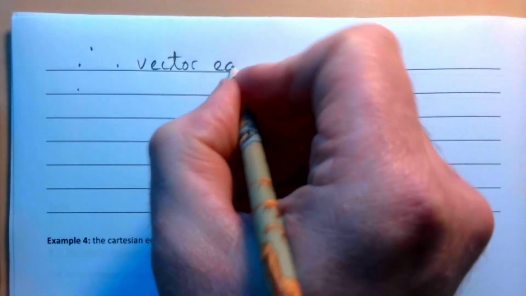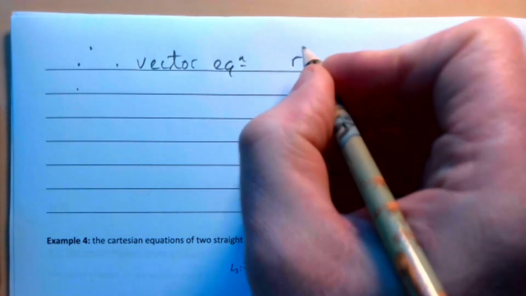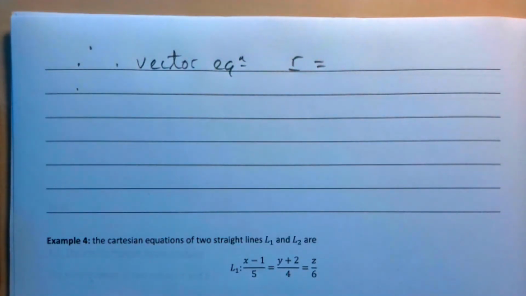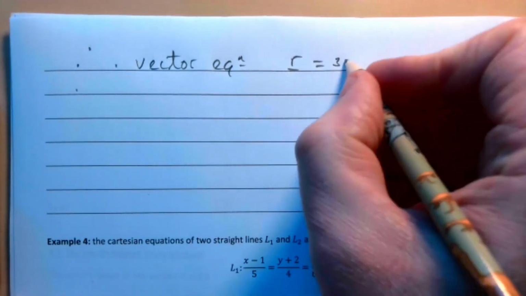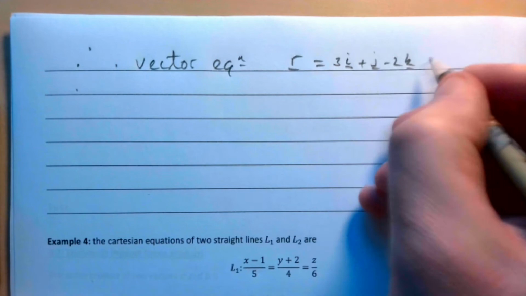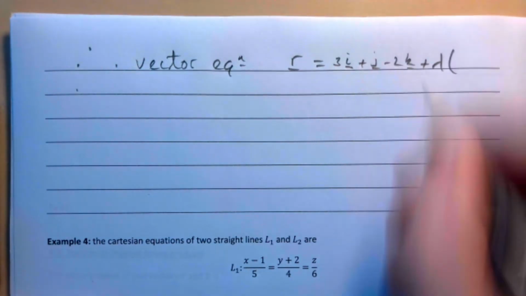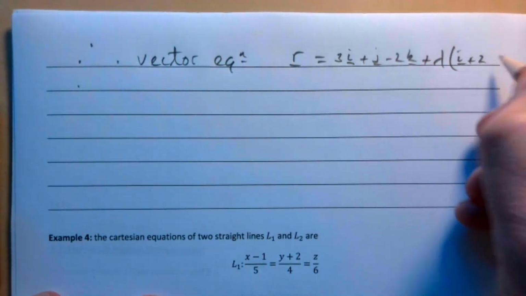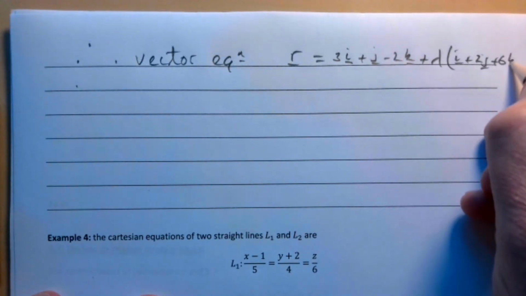And go up here. Therefore, vector equation, we're going to have R equals, what was it? Yeah, so I'm just going to pick one of the points. I'm going to pick 3, 1, minus 2. So this is going to be 3i plus j minus 2k plus lambda upon then my direction n was 1, 2, 6. So that's going to be i plus 2j plus 6k.